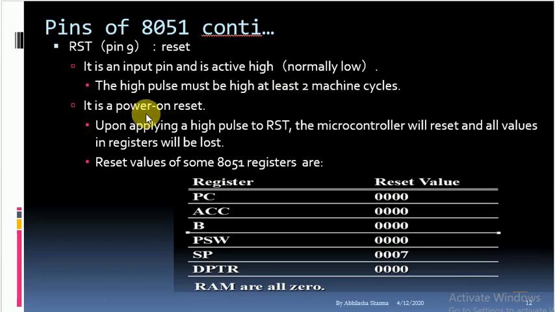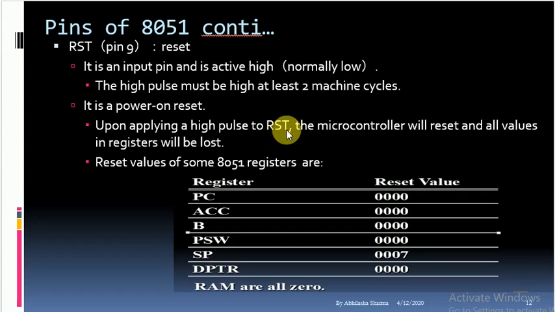Okay, and what is the importance of the reset pin? Normally it is inactive, but whenever you want to activate this pin, we have to connect it to high. And when the power is on, with the help of this pin the circuit is reset. So it is a power on reset. Upon applying a high pulse to reset, the microcontroller will reset and all values in the registers will be lost. Okay, so this is the important part.